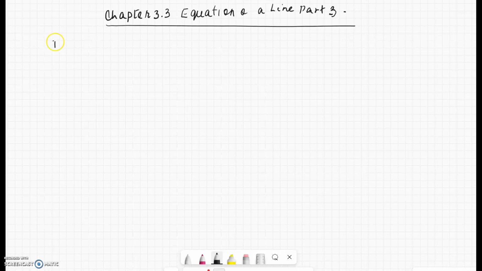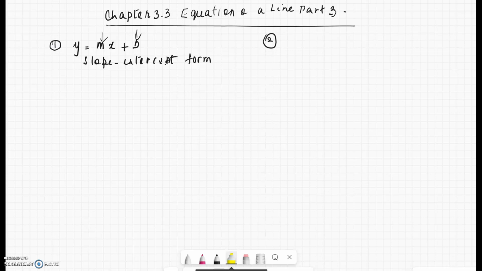So the different forms of equations that we've seen so far of a straight line is y equals mx plus b. M is the slope, b is the y-intercept. This is called the slope-intercept form. Okay, and the second one, so if you're given the slope, you're given the intercept, then this is the form that you use. These are the two things you need in order to write down the equation of the line using this particular form.